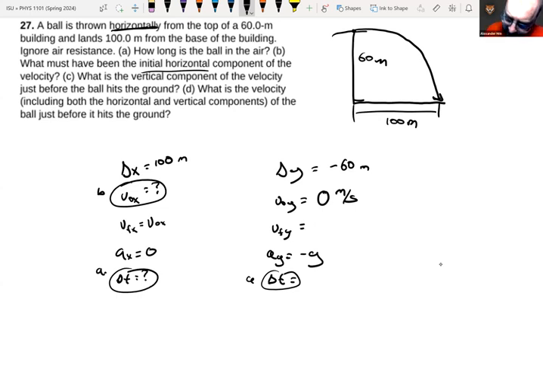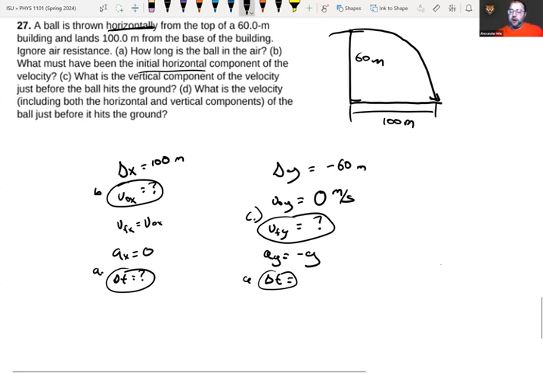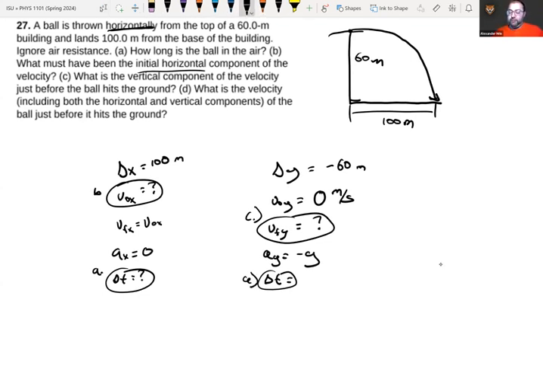Now, V final y, we don't know this, but this is what we're going to find in part C. Once we find parts B and C, that will basically give us part D, which is just a combination of those two. So we need to find the time, the initial x velocity, and the initial y velocity. How are we going to do this? And I'll just write that as negative 10.